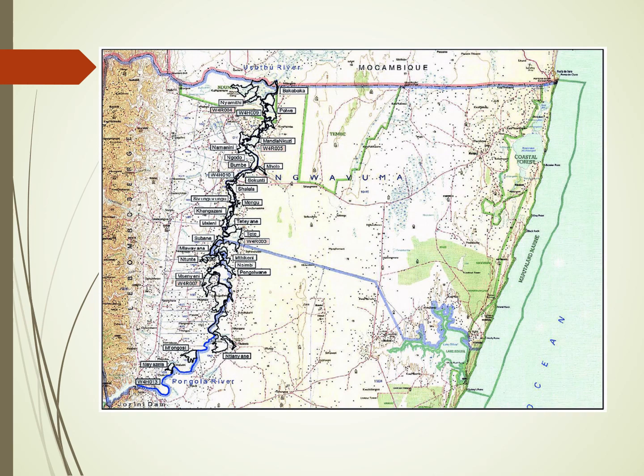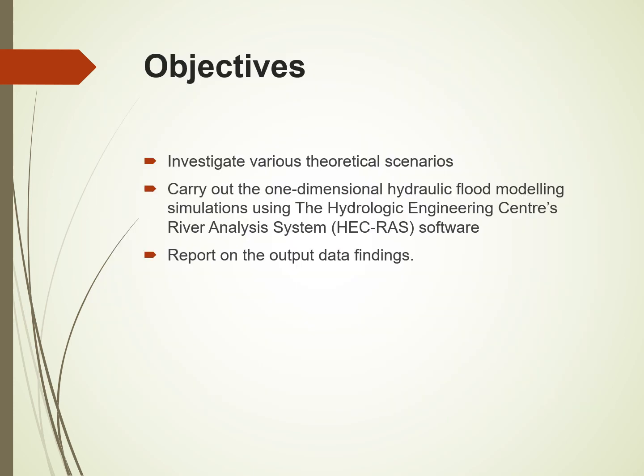Here's a locality map where we can see the river with its catchment on the left-hand side, with all the various stations marked on there. The Indian Ocean is on the right-hand side, and the Mozambican border is on the top right.